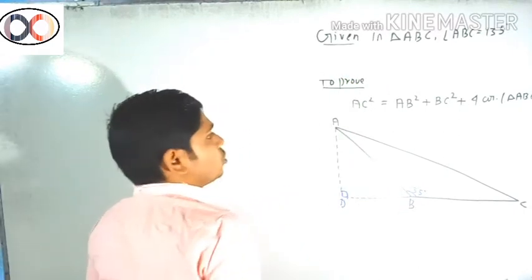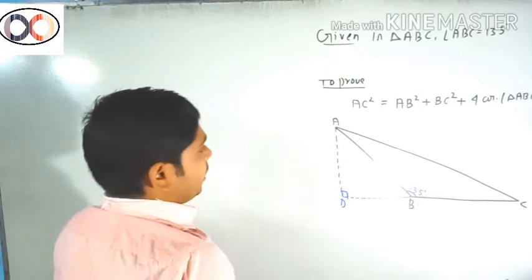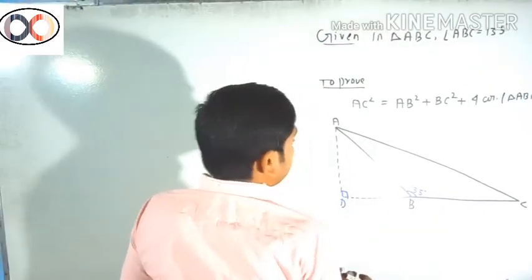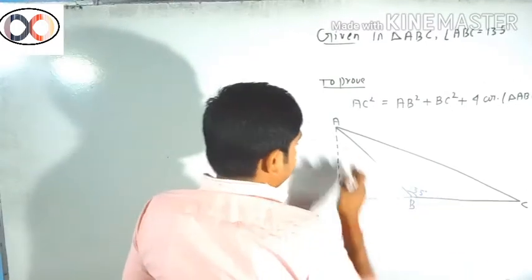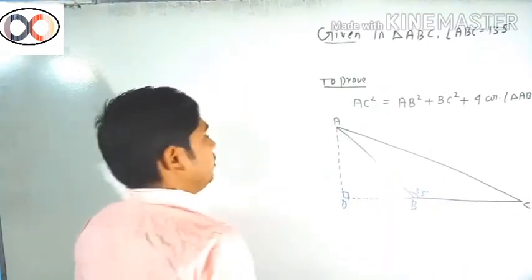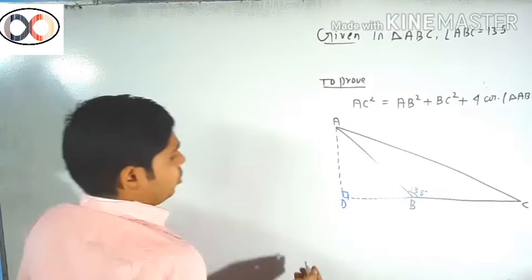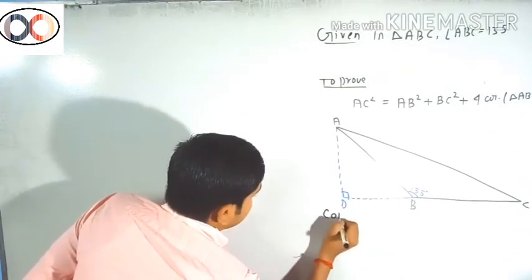Simply we can modify the area of triangle ABC. We can write here one-half base into height. The base is BC, and the perpendicular is AD, we can modify that later on. So this is the construction.